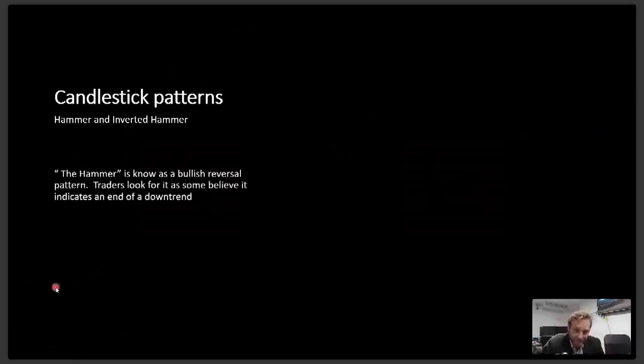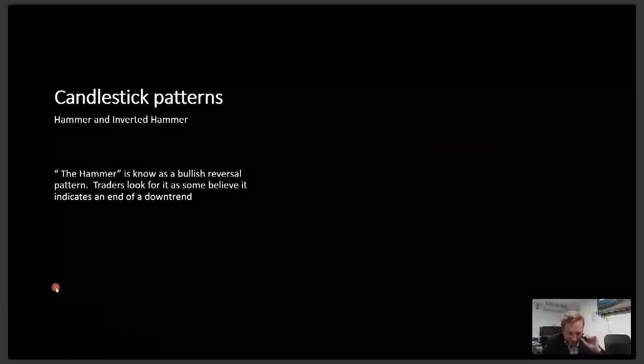Now, the hammer is known as a bullish reversal pattern. Basically, traders look for it, as some believe it indicates the end of a potential downtrend. So people are looking for this pattern at the end of a steep decline in an asset, because the idea is that if they find this pattern, it potentially means the market is getting ready to change direction and start moving up again.